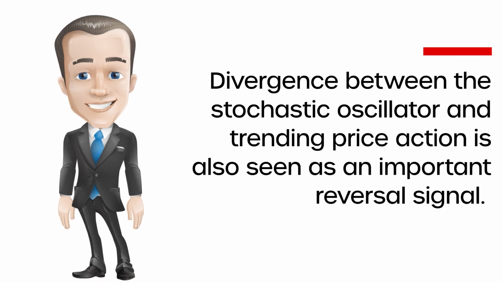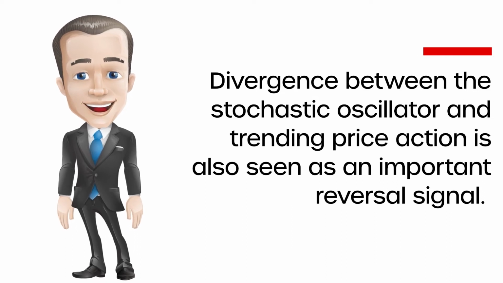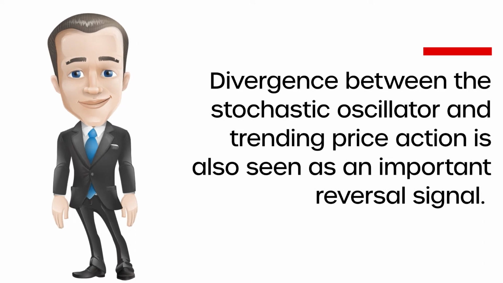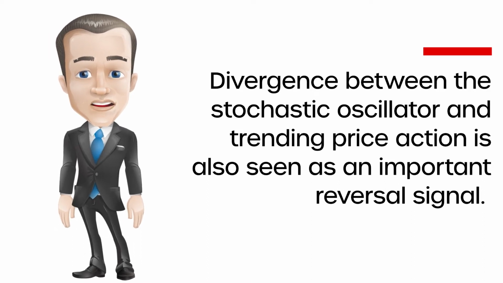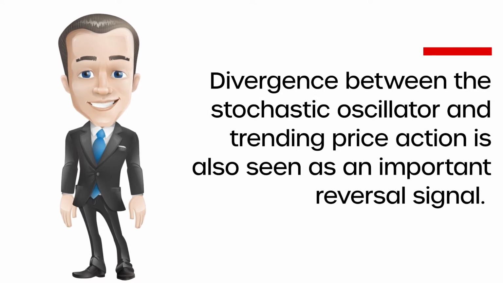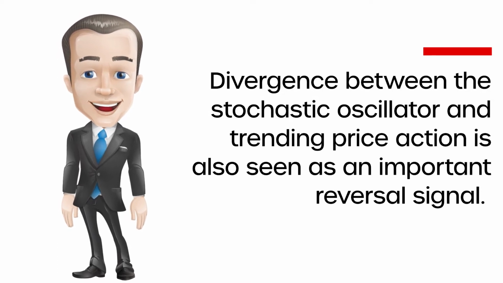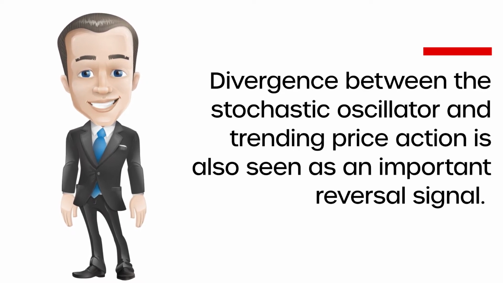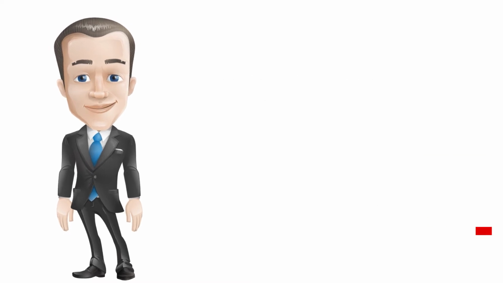Divergence between the stochastic oscillator and the trending price action is also seen as an important reversal sign. For example, when a bearish trend reaches a new lower low, but the oscillator prints a higher low, it may be an indicator that bears are exhausting their momentum and a bullish reversal is brewing.